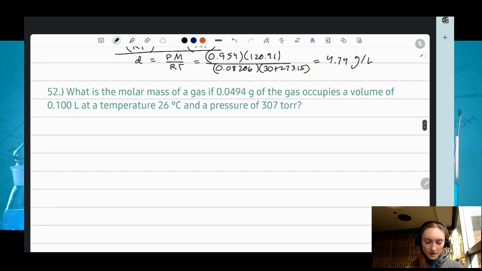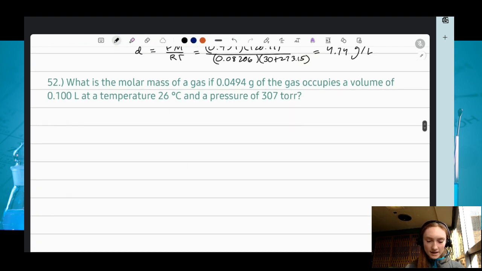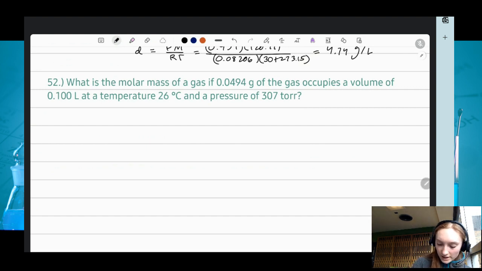Question 52 says, what is the molar mass of a gas if 0.0494 grams of the gas occupies a volume of 0.1 liters at a temperature of 26 degrees Celsius and a pressure of 307 torr? Let's see if we have everything and try to figure this out first. It is asking for the molar mass, so we can use the shortcut method that we just used. Let's write down that equation. The molar mass equals dRT divided by P.